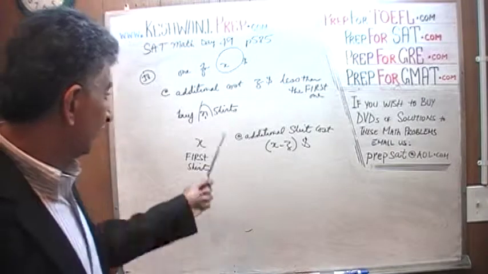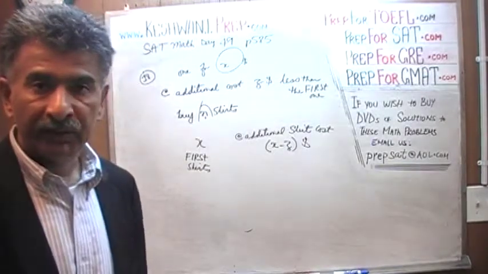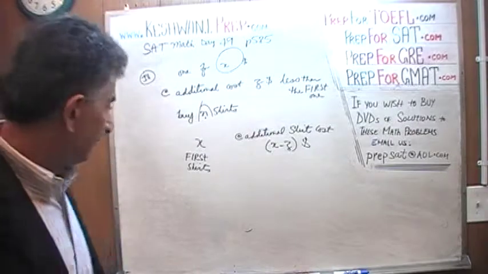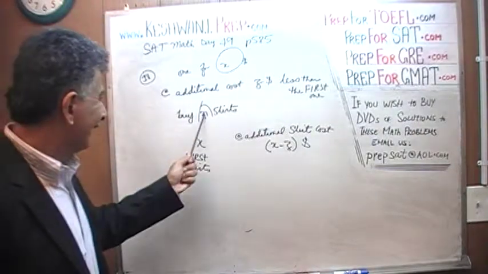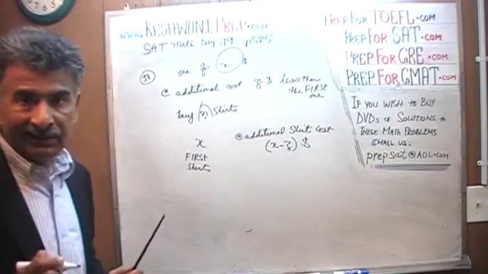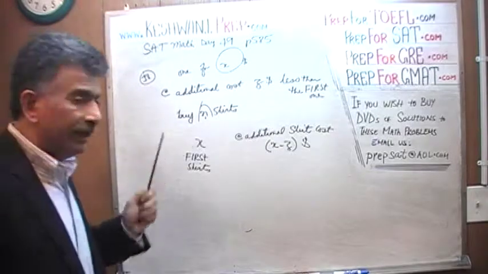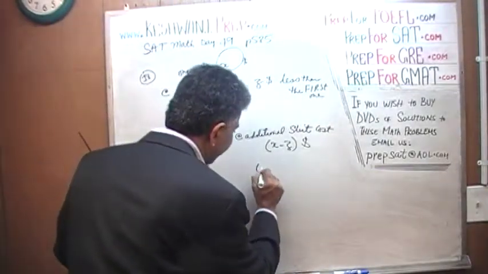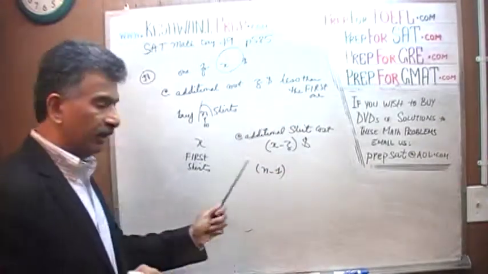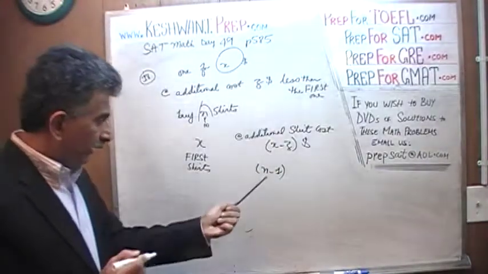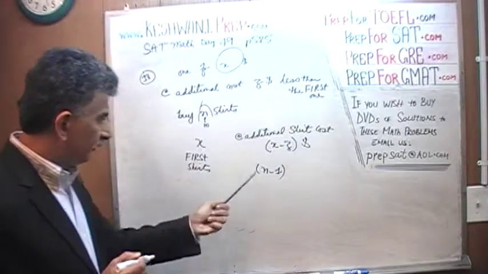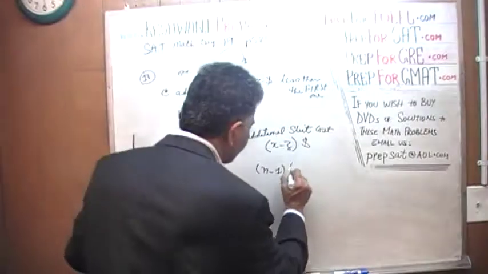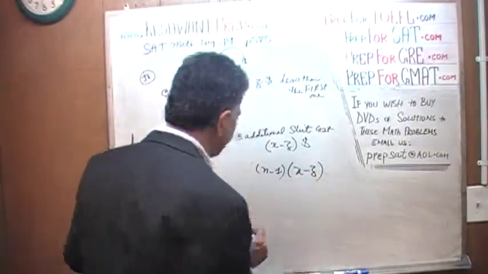So if we buy N shirts, how do we represent that? Well, if you're going to buy N shirts, that's your first one. If N is 10, that's the first one, and we have only 9 left. How do you represent 9 using N? If N happens to be 10, we will write 9 as N minus 1. That's N minus 1 shirts, and this is the cost of each of those shirts.